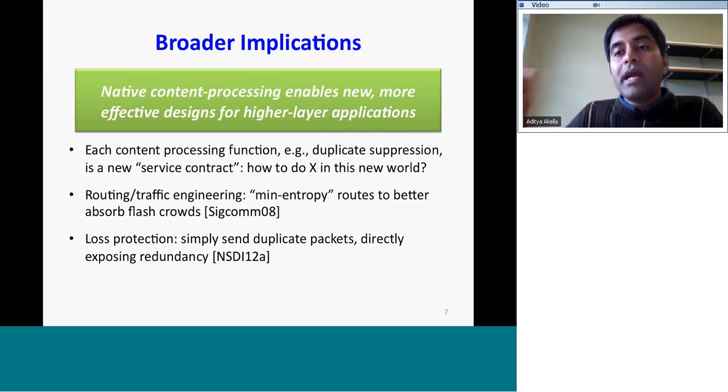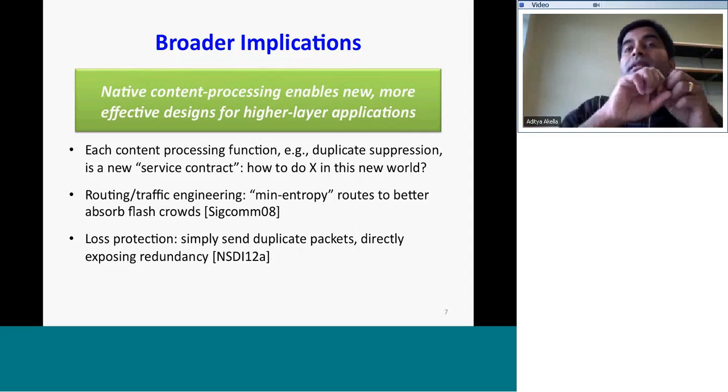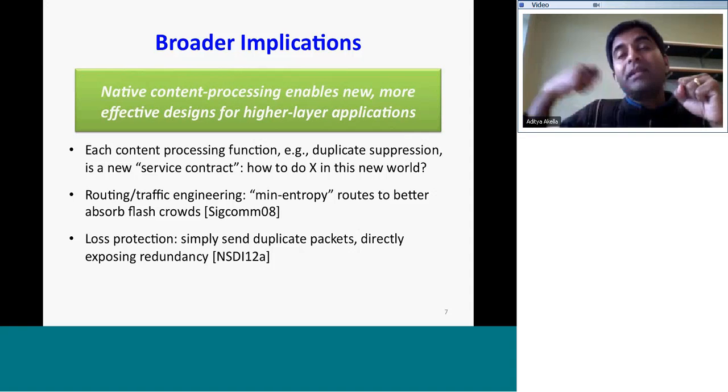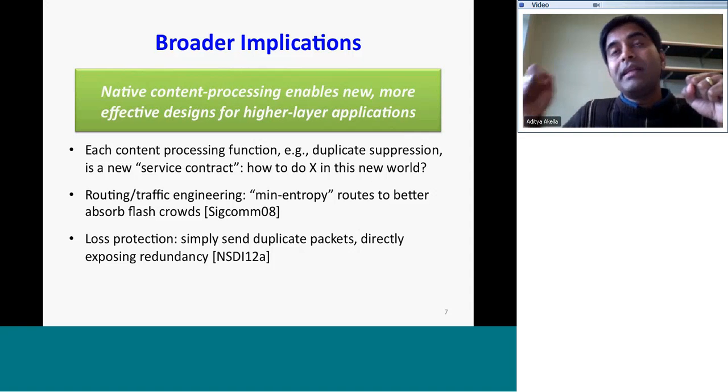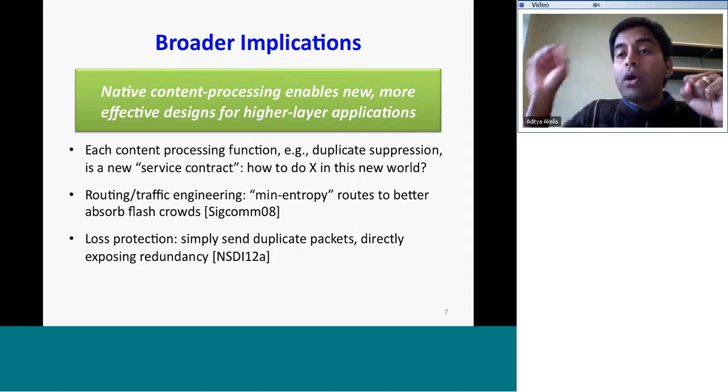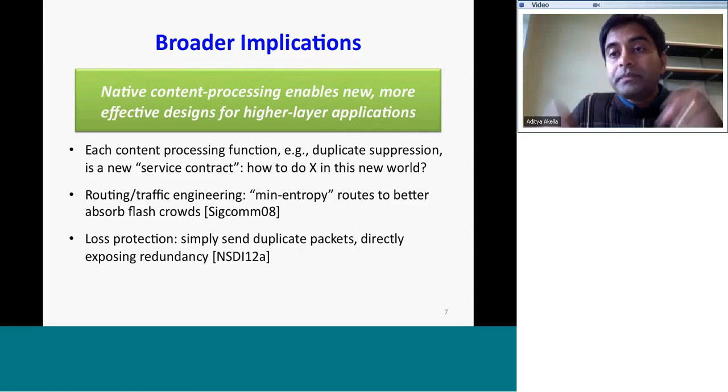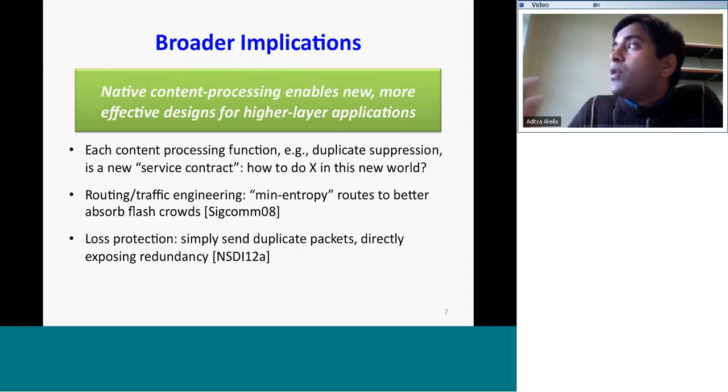So you try to put traffic together as long as possible such that you have maximal ability to suppress duplicate content, even though that may cause you to take longer paths in terms of path length. Similarly, in terms of loss protection, people have talked ad nauseum about, oh, should you use FEC to protect video, for example, against losses, or site-like calls against losses? What should the level of redundancy be?